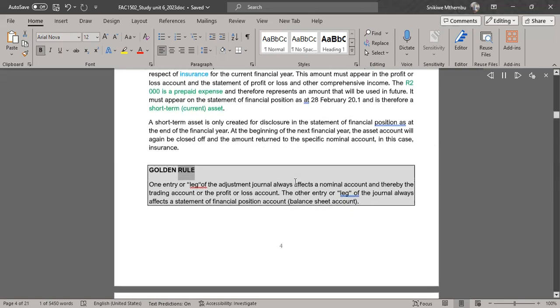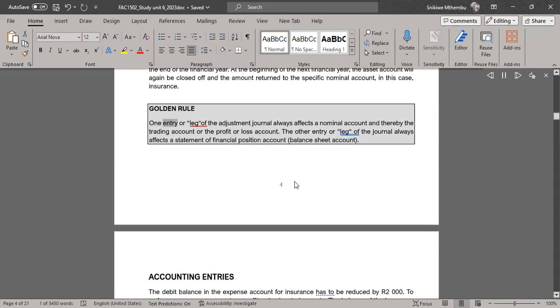Golden Rule. One entry or leg of the adjustment journal always affects a nominal account and thereby the trading account or the profit or loss account. The other entry or leg of the journal always affects a statement of financial position account, balance sheet account.